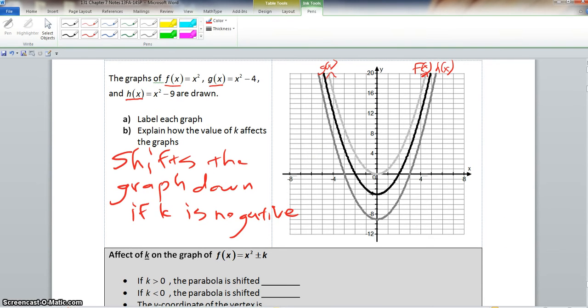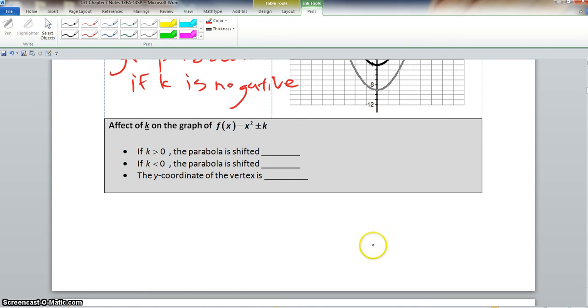Okay, so now we go here to our gray box. It says effect of k on the graph of f of x is equal to x squared plus k, or x squared minus k. So if k is greater than 0, we know that means that k is positive, the parabola is shifted up. If k is less than 0, which means negative, the parabola is shifted down. And it says the y-coordinate of the vertex is k. So whatever your y-coordinate is, that is your k value from your vertex.